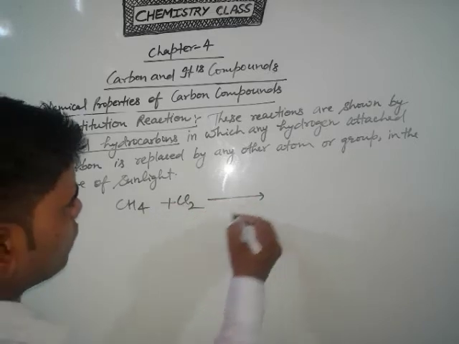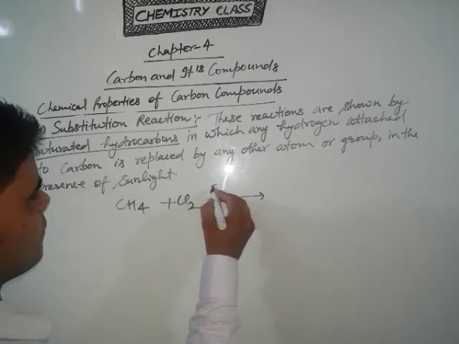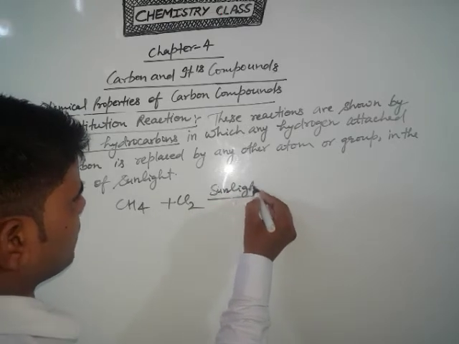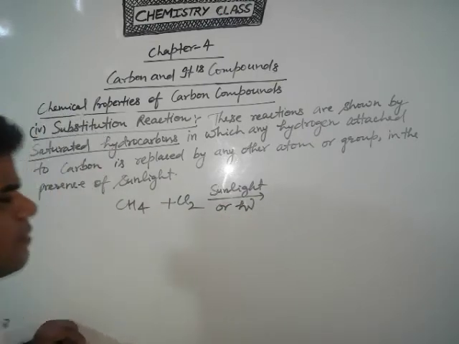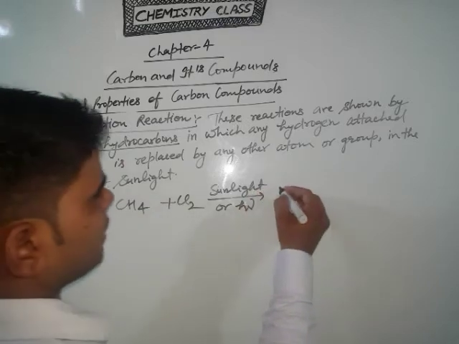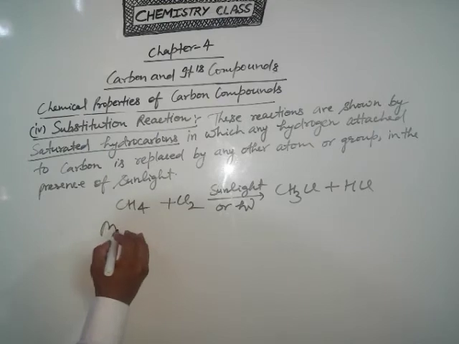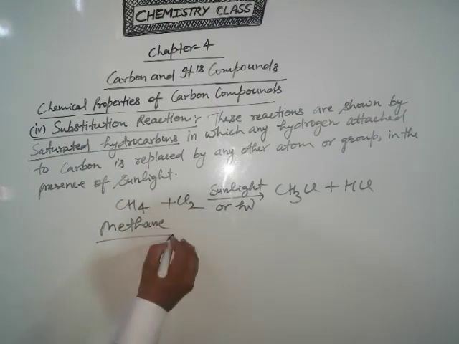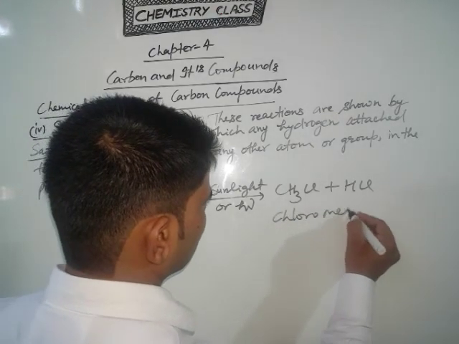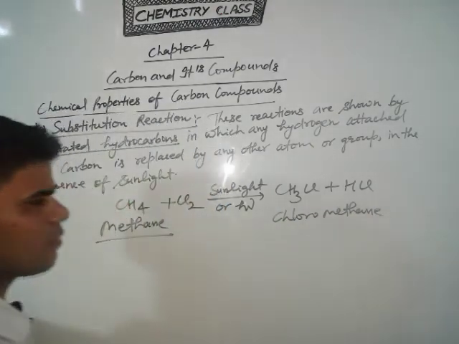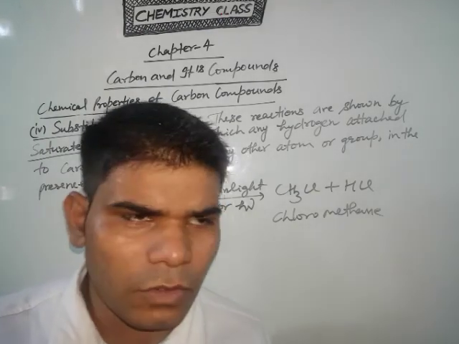If you react this with Cl2 in the presence of sunlight, so students, remember, you can write simply sunlight or h nu. This is the symbol of sunlight. So it will give CH3Cl and HCl. The name of this compound is methane, and the name of this compound is chloromethane. Clear? So with the help of the substitution reaction you can easily prepare chloromethane.